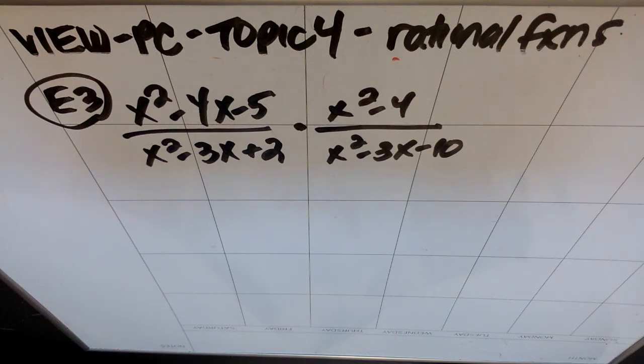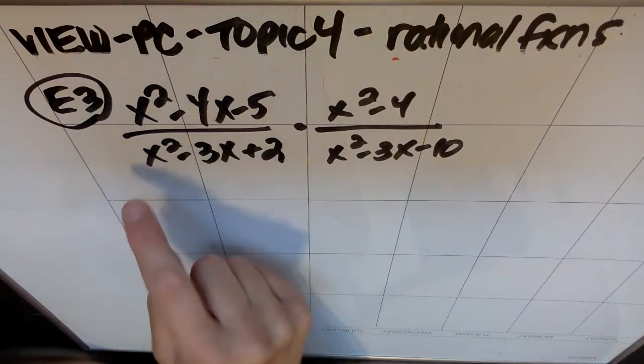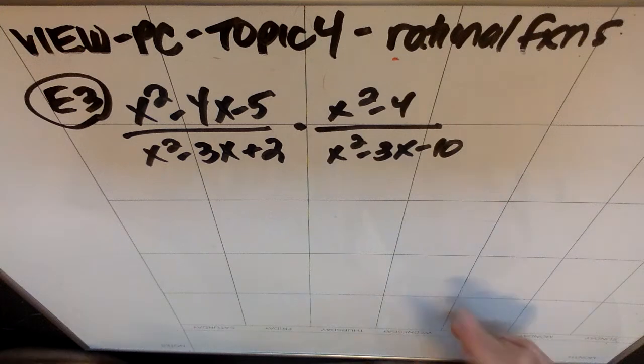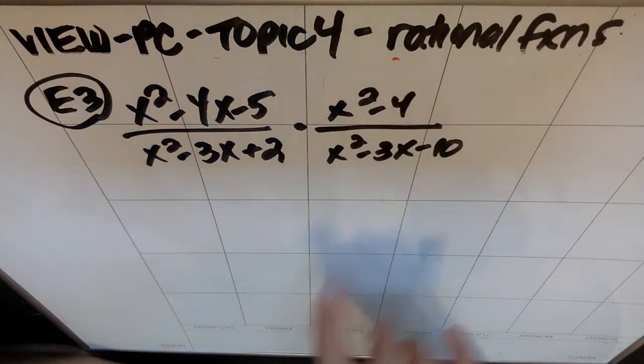Calculus. We're in topic 4, which is rational functions, and this is video number 2 in the series. So we're going to go ahead and fully simplify example 3, which is a big old mess. It is multiplication, right? So I have this rational function, polynomial all over polynomial is called a rational function, times this rational function, and I want to clean this up.